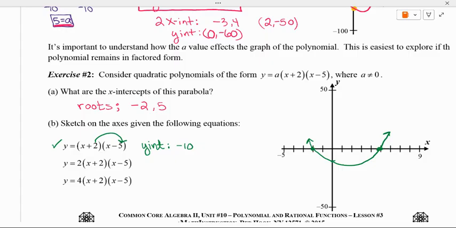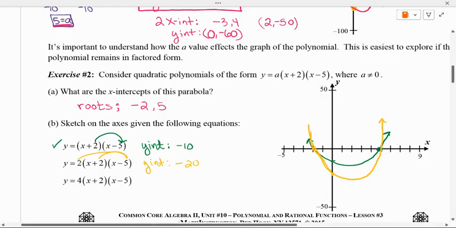Let's look at the second function. Still has the same roots. It's still crossing the x-axis at -2 and +5. However, when I FOIL this out, let's see, 2 times -5 we know is -10, times 2 more, my y-intercept becomes what? -20. So now I cross the y-axis at -20. So I'm putting a vertical stretch on my graph. So it's getting stretched.